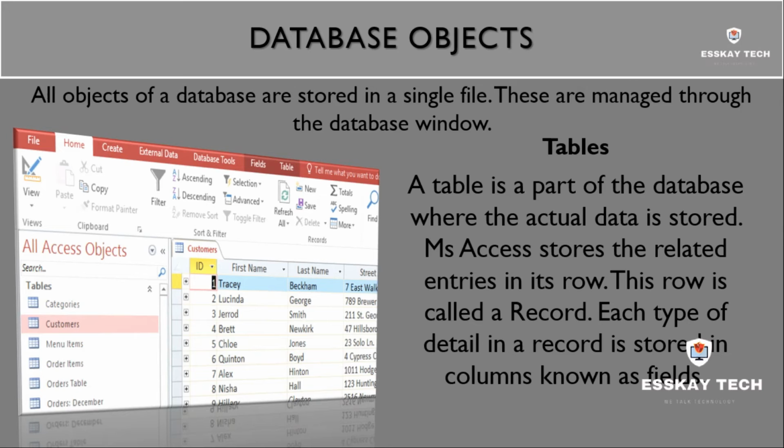Let's start with the table, and this picture, as you can see here, is how a table in a database looks. A table in a database is the place where the actual data is stored, and MS Access stores the related entries in its rows. This is a row where all the data is stored, and each row is called a record. Each type of detail in the record is stored in a column known as a field. As you can see here, there are fields like first name, last name, street, and the ID. Tracy Beckham and the name of the street, this is the record. So first and foremost, when you are creating a database, you need to create a table. The table is the place where all the data is stored.